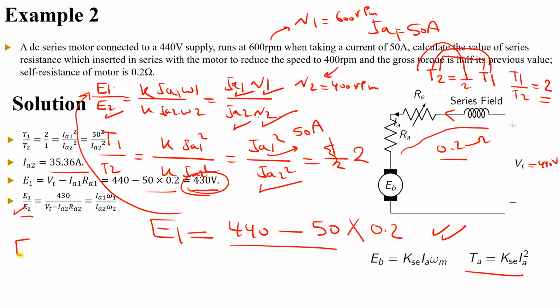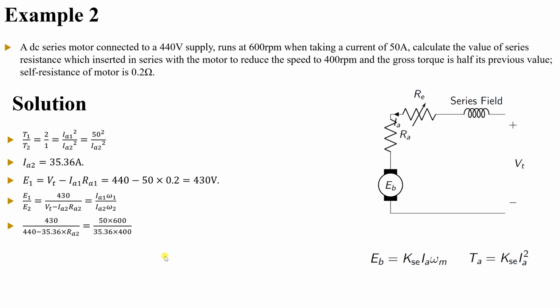So if we get E2, okay, E2 equals V terminal minus I armature 2 multiplied by the new resistance, because we add the resistance in the second case. V terminal is 440, and I armature 2 we already obtained here, so we can get the new resistance. By solving this equation, we get E2 and then we get RA2. So the new resistance will be 6.7.